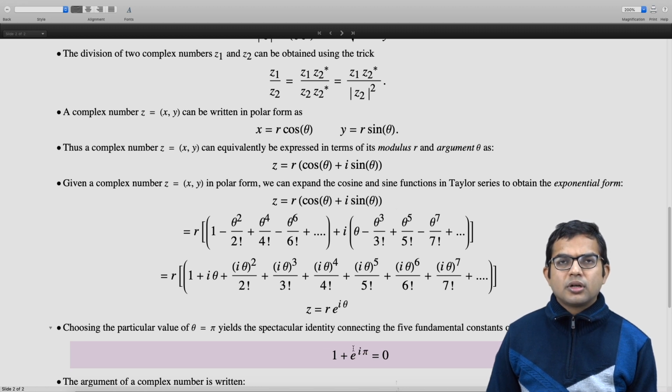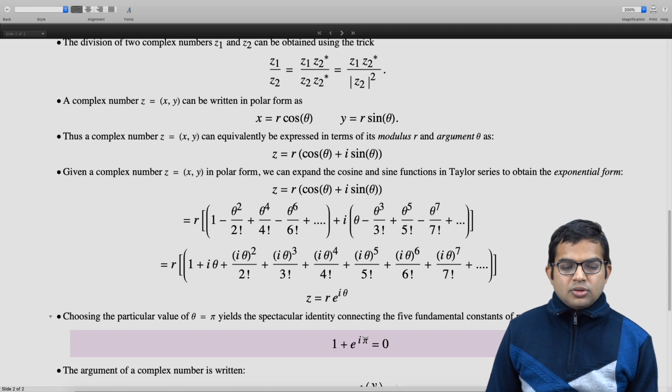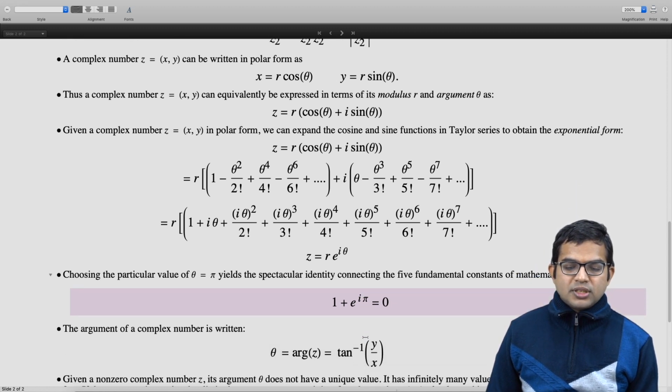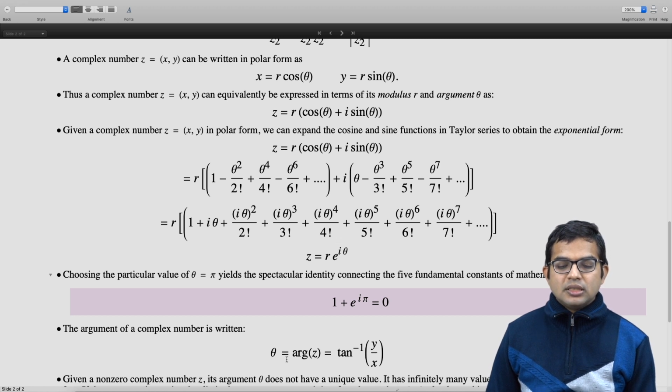I guess this equation also goes back to Euler. It's one of those remarkable and celebrated equations. So the argument of a complex number is this thing called theta, and there is this notation for the argument of a complex number, which is just written as arg of z, and it can be thought of as just tan inverse of y over x, right?